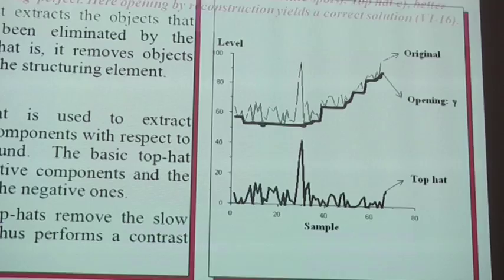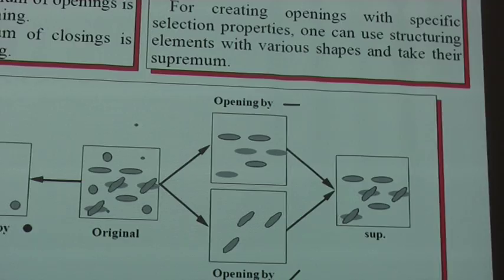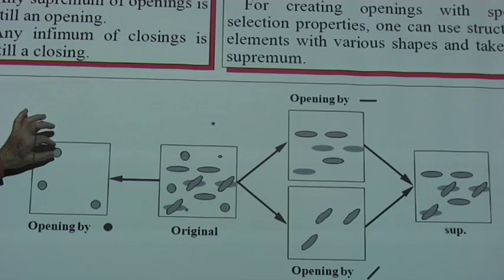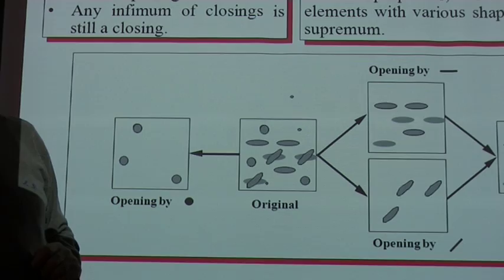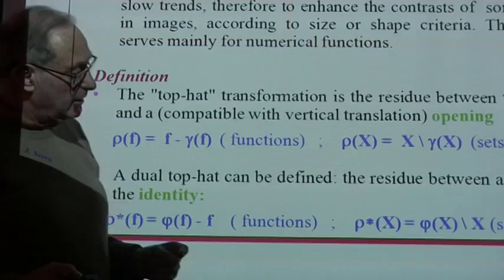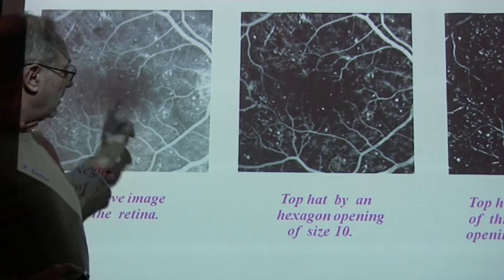What does it mean? Here, when I open by a disc, I keep only what is large, and what is narrow is suppressed. So if I take the complement, if I take the residual, I will have everything which is narrow. If I open by a segment, everything which is narrow was suppressed by the opening, and when I take the difference with the initial image, it is recovered.